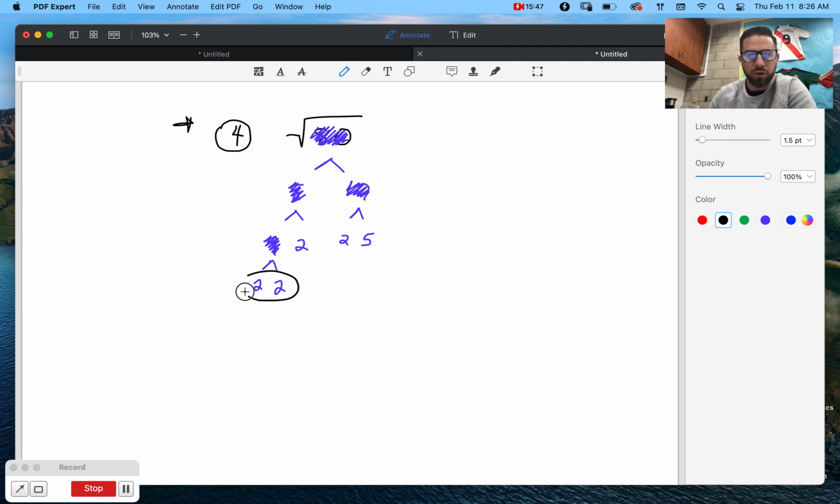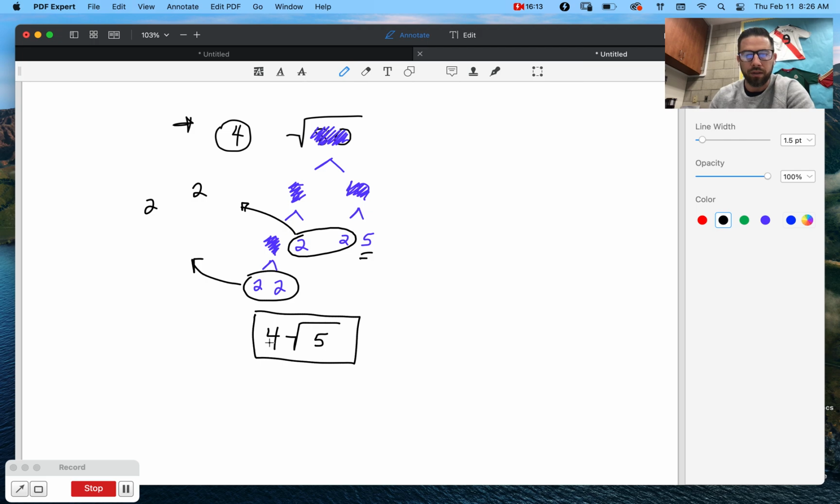So we have a pair of 2's that is going to come out as a 2. We have another pair of 2's that's going to come out as a 2. And that's our leftovers right there, the 5. So what do we do if we have more than one number on the outside? We multiply them. 2 times 2 gives us 4, right? And we have our leftovers of 5 on the inside. Boom. And in your homework, this would say 4 rad 5. Boom. Hopefully you kids got that.